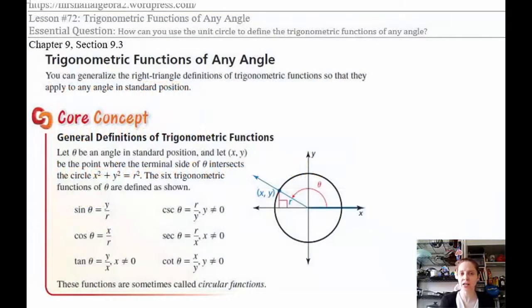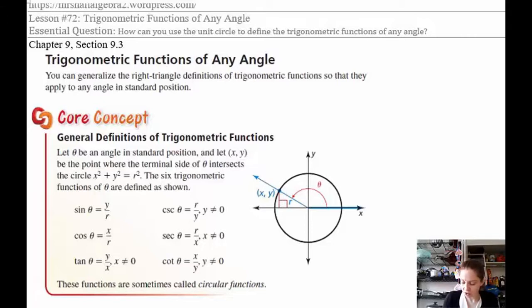You can generalize the right triangle definitions of trigonometric functions so that they apply to any angle in standard position. So let theta be an angle in standard position, and let (x, y) be the point where the terminal side of theta intersects the circle x squared plus y squared equals r squared. The 6 trigonometric functions of theta are defined as shown below. These functions are sometimes called circular functions.